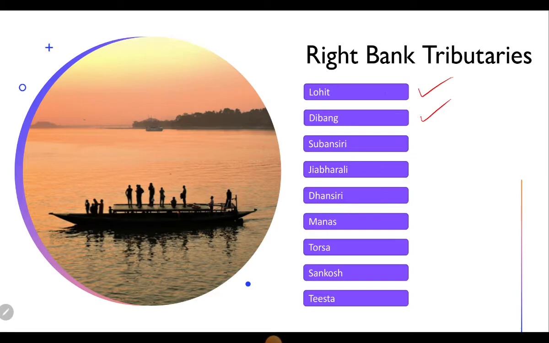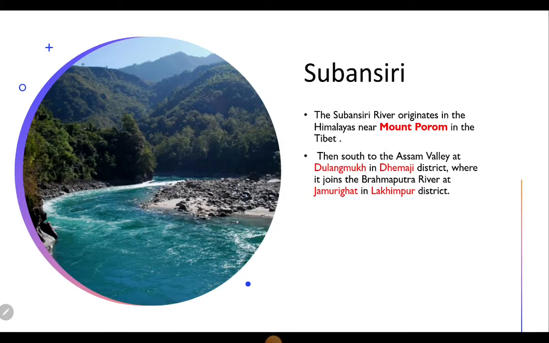Now let's see Subhansiri. The Subhansiri River originates in the Himalayas near Mount Porom in Tibet. Then it flows south to the Assam Valley, then Dulangmukh in Dhemaji district, where it joins the Brahmaputra River at Jamuri Ghat, which is also called Jhora Ghat in Lakhimpur district.